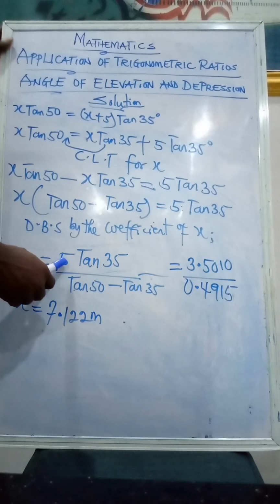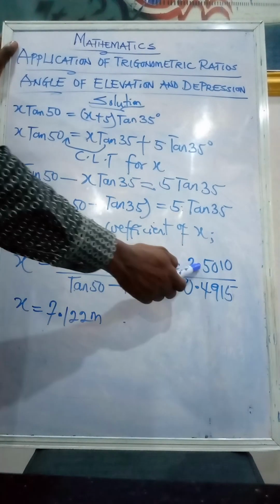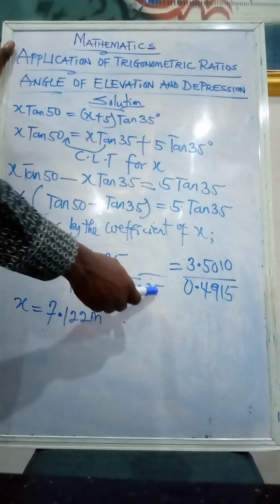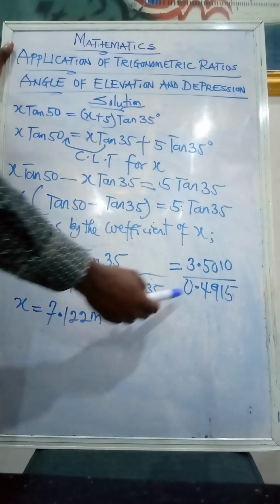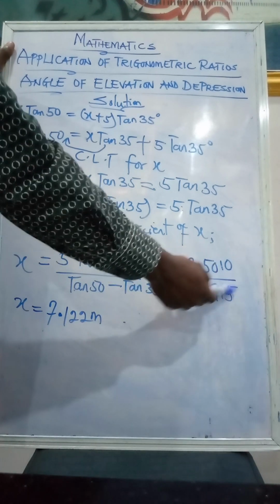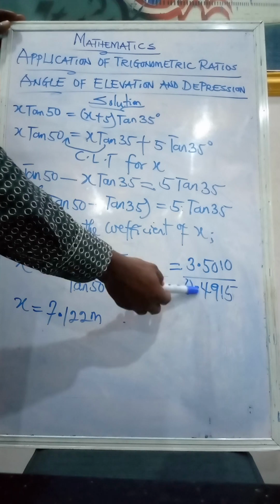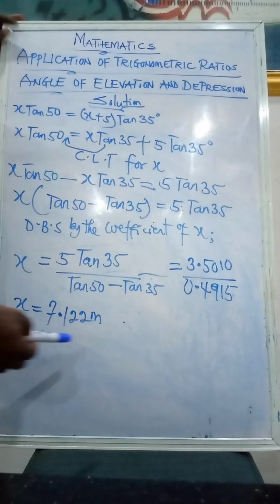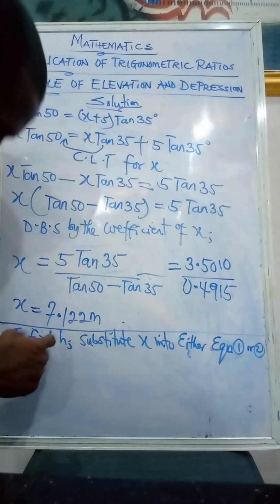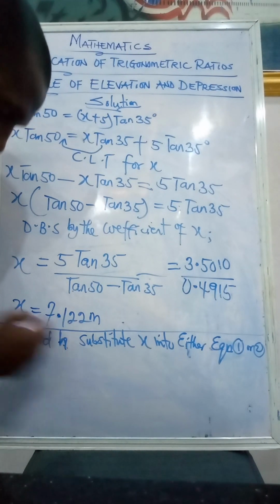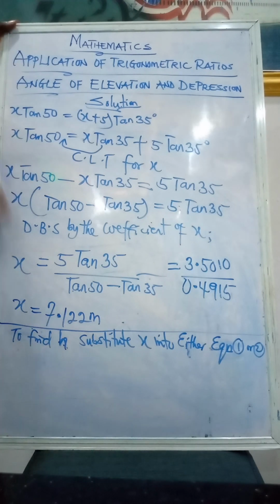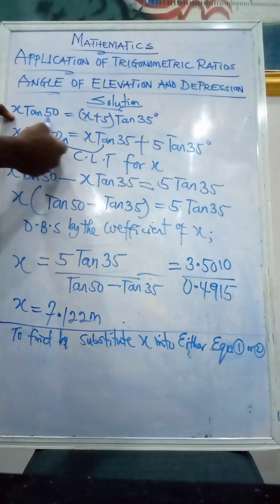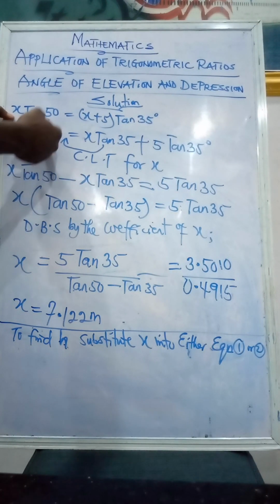When we find 5 tan 35, we are going to get 3.5010. Likewise, tan 50 minus tan 35 from our calculator, we are going to get 0.4915. Now, using the calculator to divide the two of them, we get our X, which is 7.122 meters. Now, the next thing is that we want to find our height H. We can easily do this by substituting into either equation 1 or equation 2, but equation 1 is simpler.